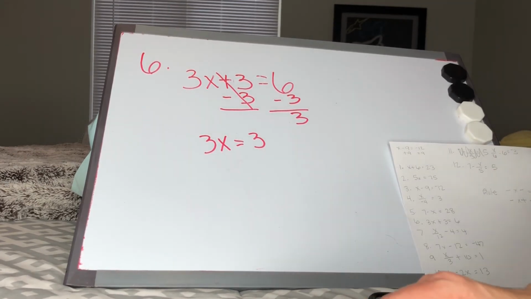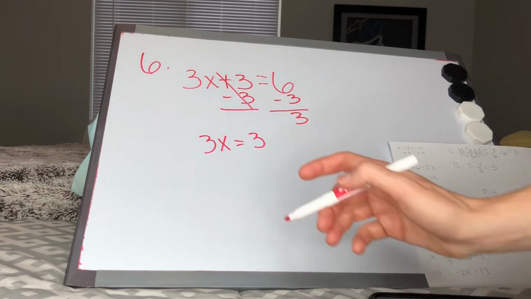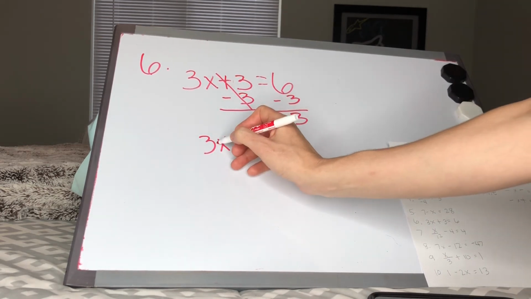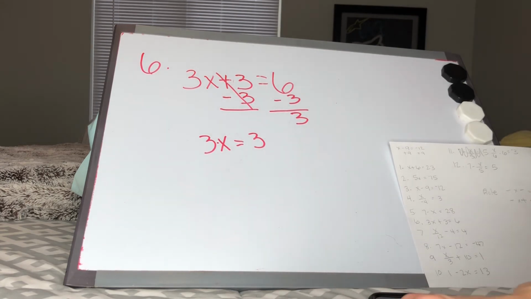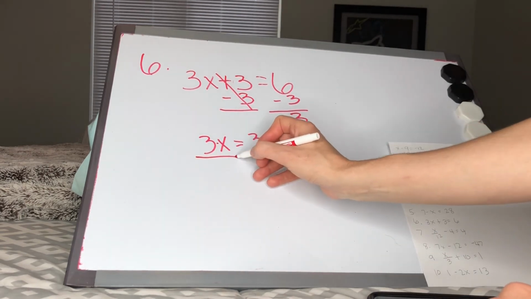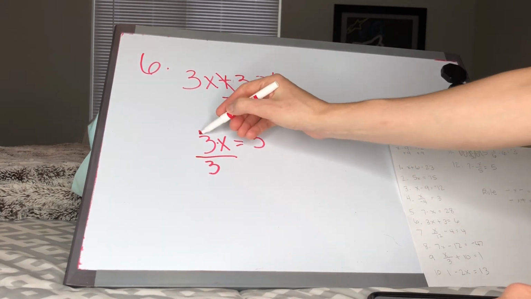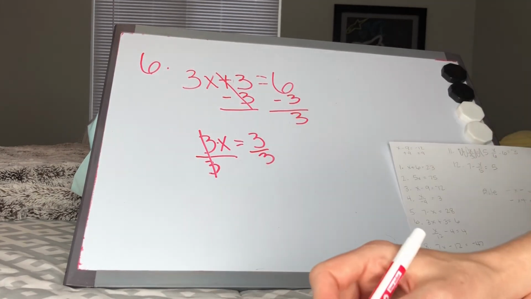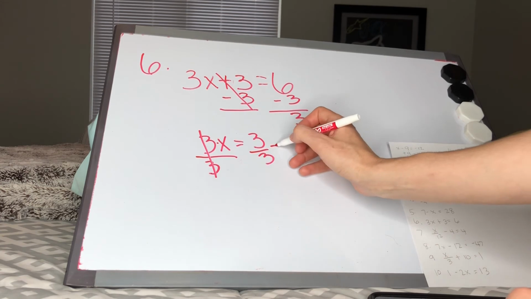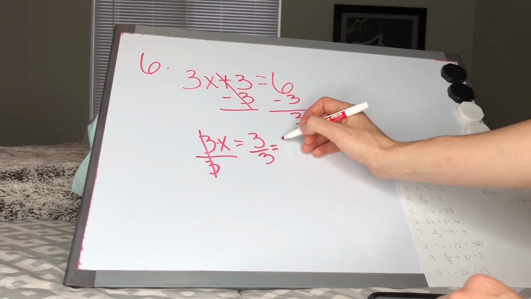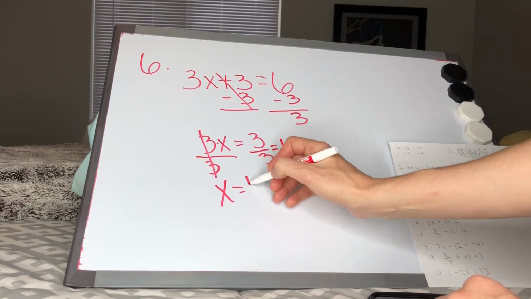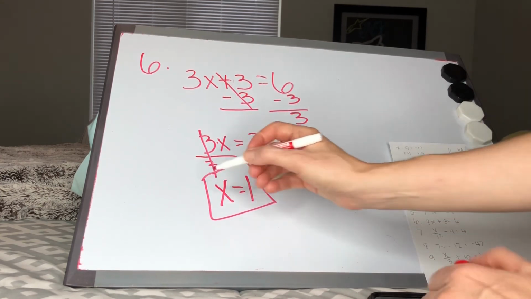Now we need to get x by itself. So 3 is timesing the x, so it's next to it. So you have to pretend there's a little time sign in there. So the opposite of times is divide. Divide the 3. It's going to get rid of the 3. Divide the 3. Now rewrite with your answer. 3 divided by 3 equals 1. X equals 1. Now it's by itself.